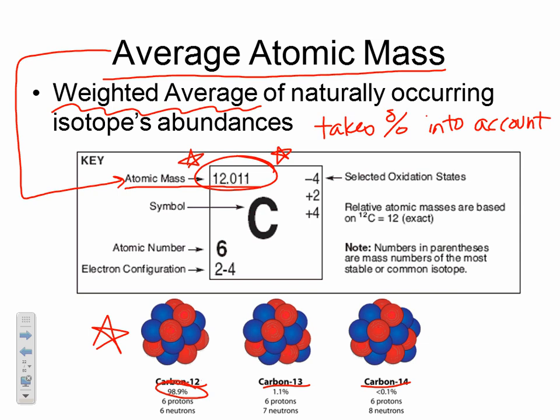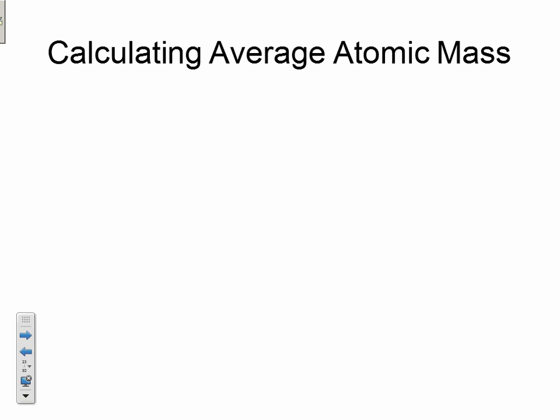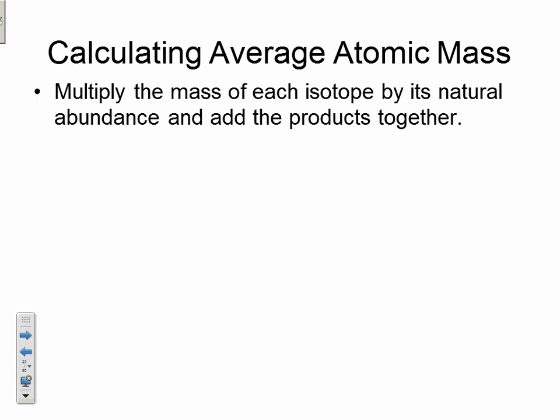It's given more weight. Now, we can actually calculate this, and we are going to be calculating average atomic mass. And the way to calculate any weighted average, so this is not really specific to chemistry, this is just how you do a weighted average in general, is to take the weight, which is the percentage, and multiply it by the number, in this case the mass, and then divide by 100. Do that for each set of data, and then add them together.